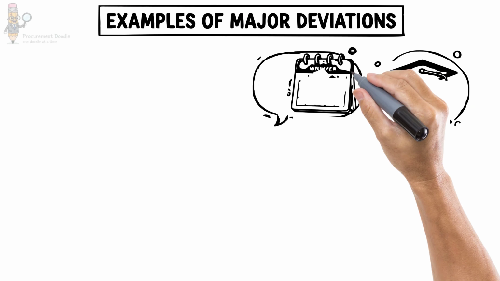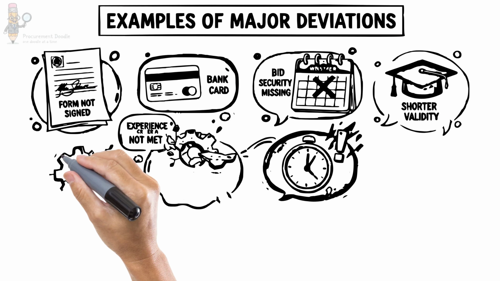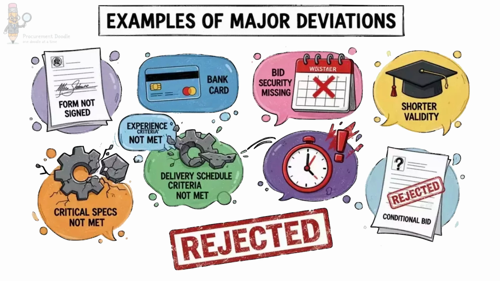Common examples of major deviations include failure to sign the form of bid, missing or inadequate bid security, offering a shorter validity period than required, failure to meet critical technical specifications, not satisfying experience or eligibility criteria, inability to meet the delivery schedule, and submitting conditional bids, such as those with price escalation clauses.